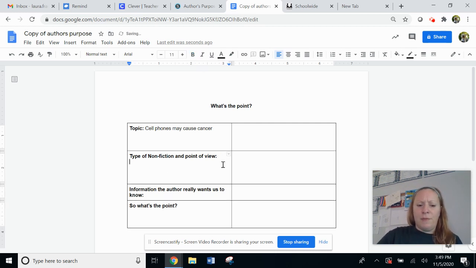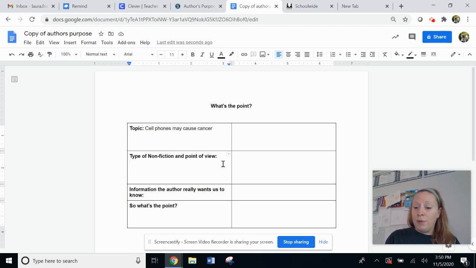What type of nonfiction this is. So you might remember there's two different types of nonfiction. We have literary nonfiction. That would be like a biography told like a story, or a real story about a survivor on the Titanic that really happened a long time ago.